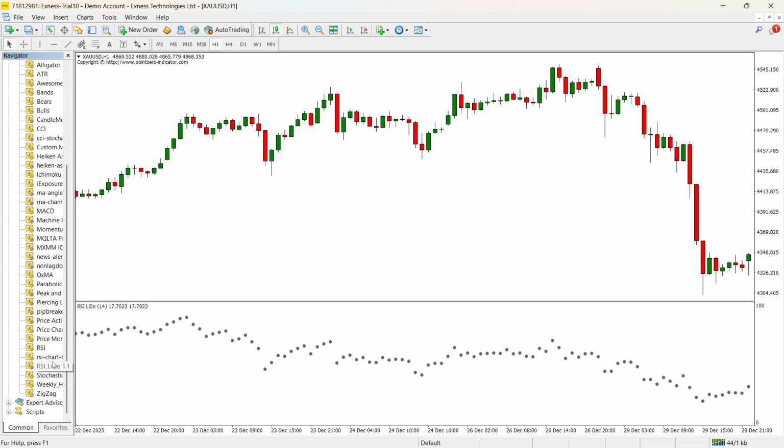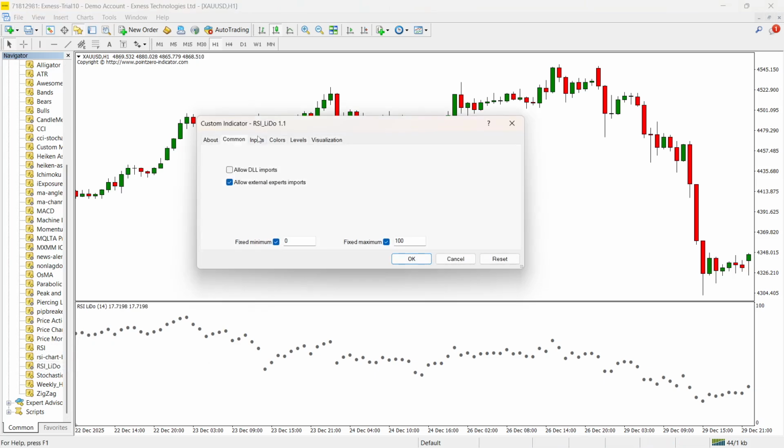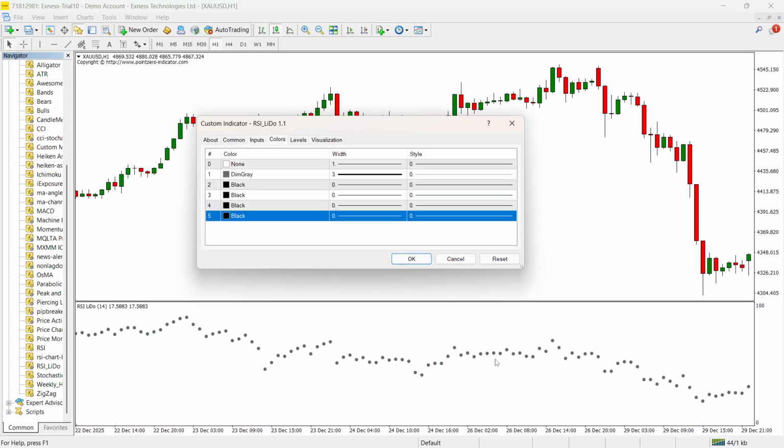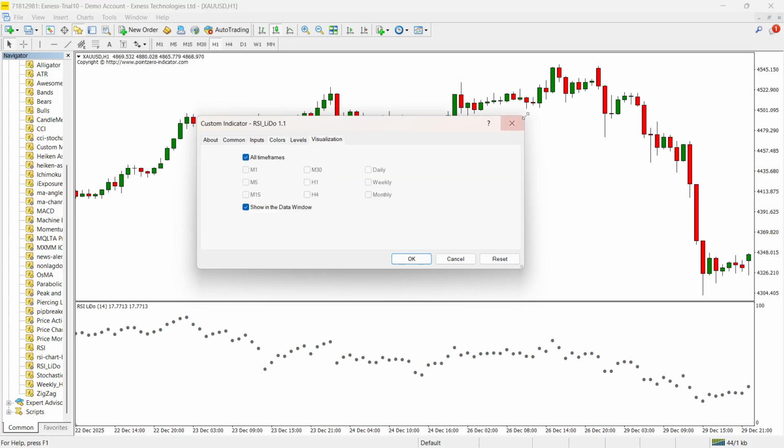As for the indicator settings, let's take a look. So our key setting is just the RSI period here, set to the default of 14. You can also choose your preferred colors for the oscillating line, or the oscillating dots rather in this case, and trade on your preferred time frames as well.